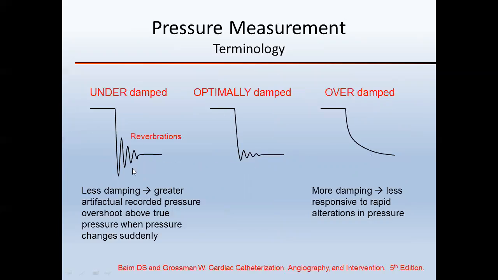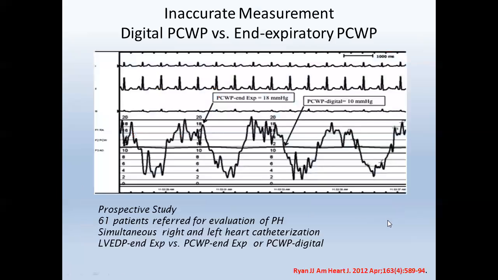So if you are really under damped and you're seeing so much artifact that you're not able to see, what you can do is get some heme or blood in the line. Blood is viscous, so it dampens the artificial vibration to a lesser extent. If you take too much blood, you'll be over damped, so you just have to be careful.